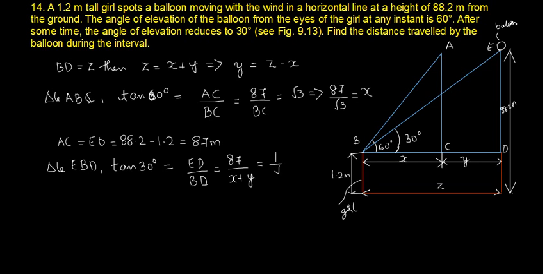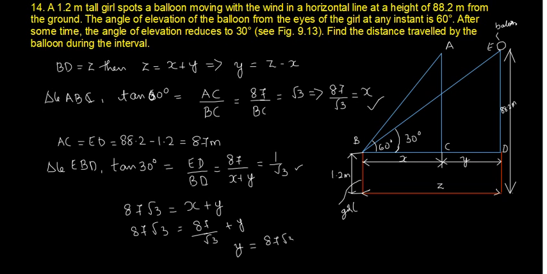So we have X here. I will just reshuffle this equation. 87 root 3 will be equal to X plus Y, and from this equation we have X equal to 87 by root 3. So I will write 87 root 3 equals 87 by root 3 plus Y. So we want Y, which is 87 root 3 minus 87 by root 3.